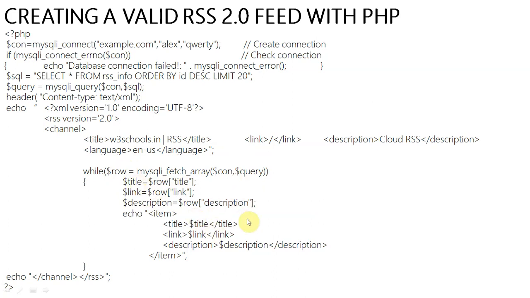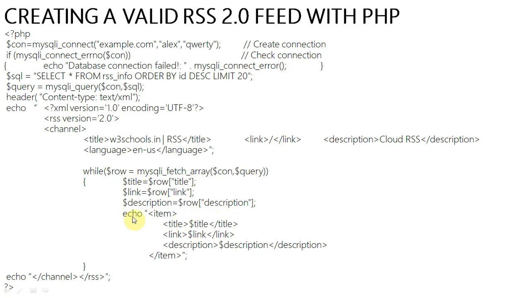all three data will be transferred to the title, link, and description. The same variables we also define in PHP. So first of all the query will execute, and that database table data will be transferred to the row array, and from the row array we are retrieving the data into the three variables of PHP.